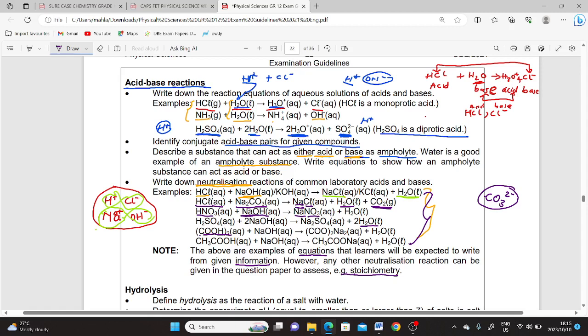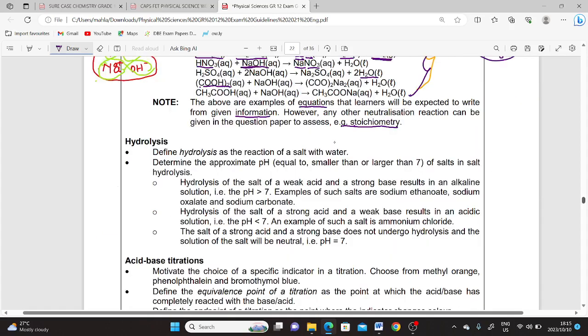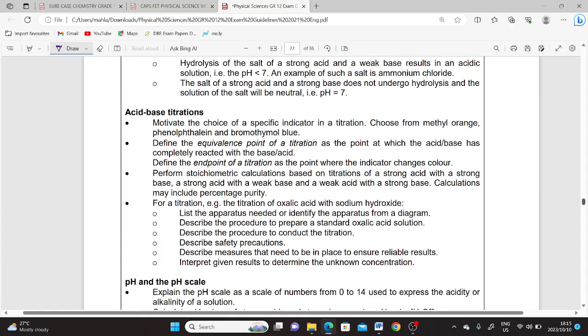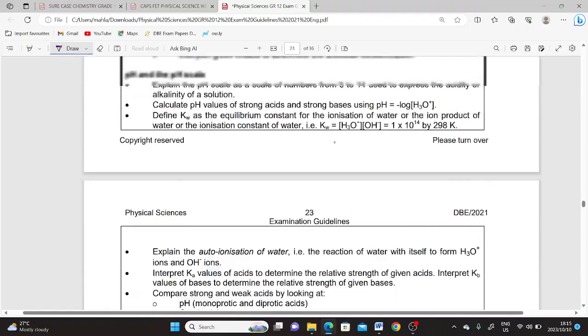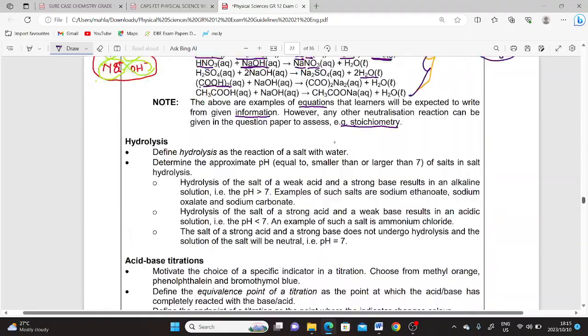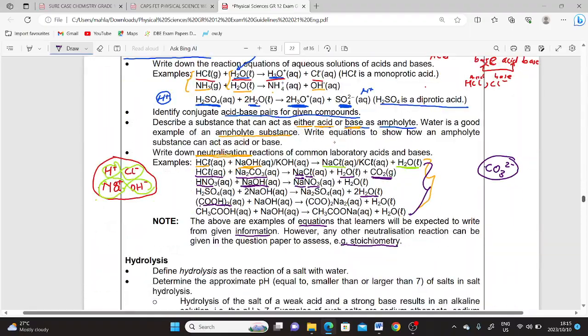So then the next lesson will be about hydrolysis, acid-base titrations and the pH scale, and that will be the theory of acids and bases.